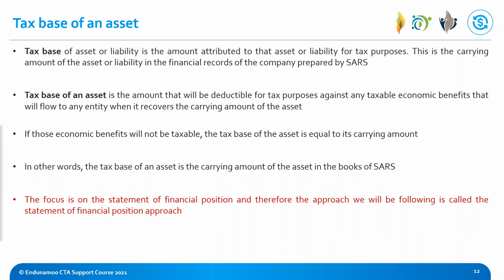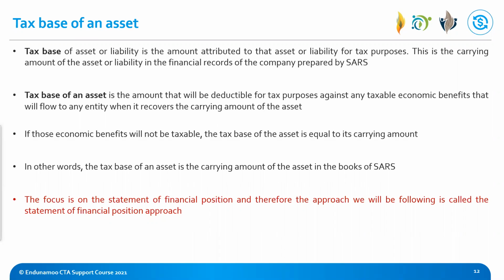So then looking at the definition in the standard, it says that a tax base of an asset or a liability is the amount attributed to that asset or a liability for tax purposes. This is the carrying amount in the financial records of the company prepared by SARS. So we've touched on that. And when we zoom into a liability, the tax base of an asset, it is the amount that will be deductible for tax purposes against any taxable economic benefit that will flow to an entity when it recovers that asset.